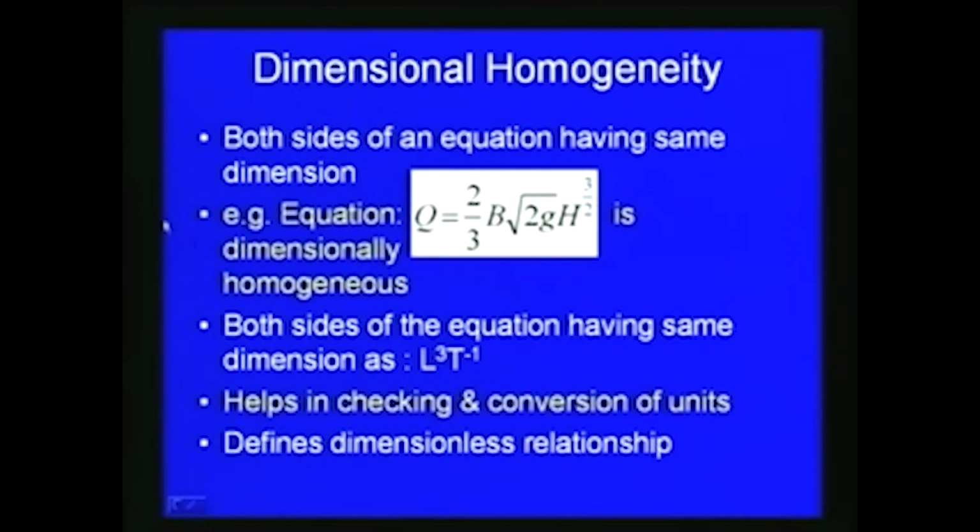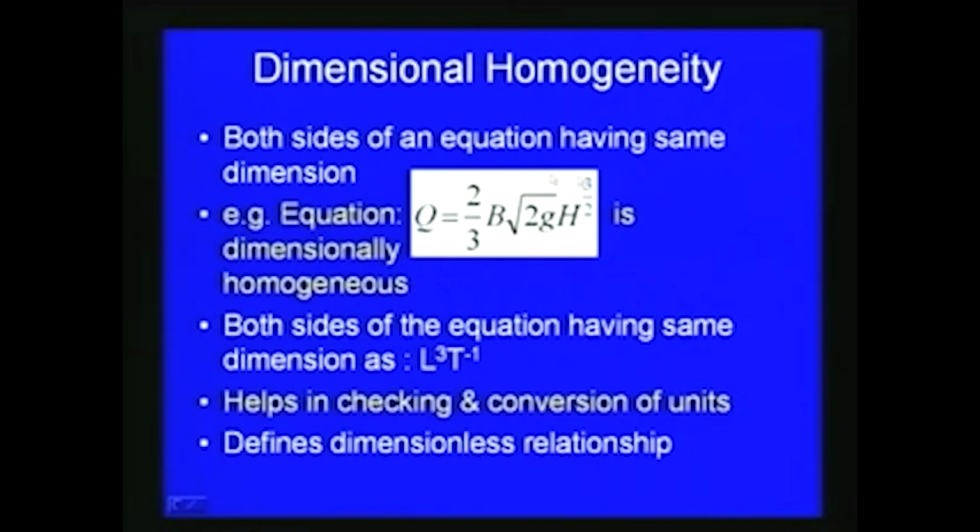For example, consider this equation for discharge through a weir. You can see here Q is equal to 2 by 3 b into root 2 g into h to the power 3 by 2. Here Q is the discharge, b is the width of the weir, g is the acceleration due to gravity, and h is the depth of water over the rectangular weir which we consider here. This equation is dimensionally homogeneous.